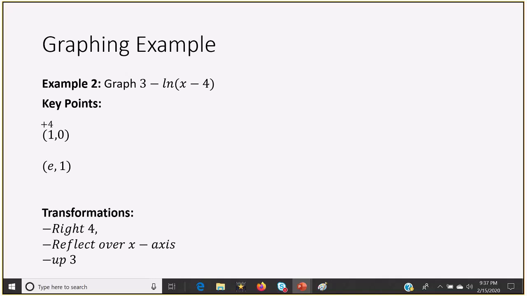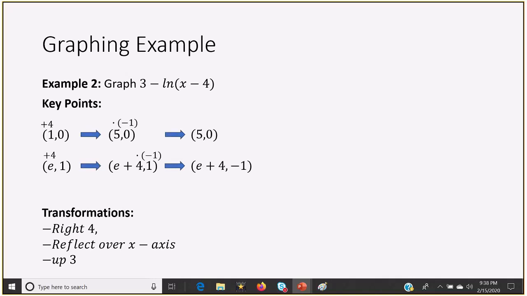First one is moving to the right 4, so I'm going to add 4 to both of my x values. My first point will become 5, 0, and my second point, you could probably put this as a decimal if you wanted to, but for now let's just leave it as e plus 4, comma 1. And then my next transformation is reflect over the x-axis, so I'm going to multiply my y values by -1. So my first point is actually not going to change. It makes sense. 0 times -1, 0. And then my second point is going to become e plus 4, comma -1.